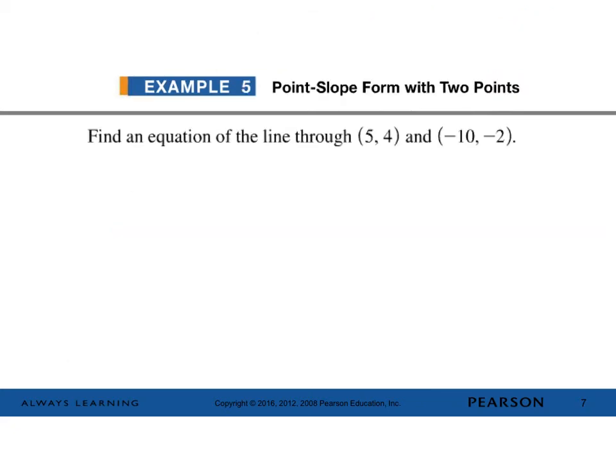So again, we have: find an equation of the line through (4, 5) and (negative 10, negative 2). And again, we can do this two different ways, but we're going to try the point-slope form first. So remember that your point-slope form is y minus y1 is equal to the slope times the quantity x minus x1. And using that method, the first thing we need to figure out is, we're given 2 points, we need a slope.